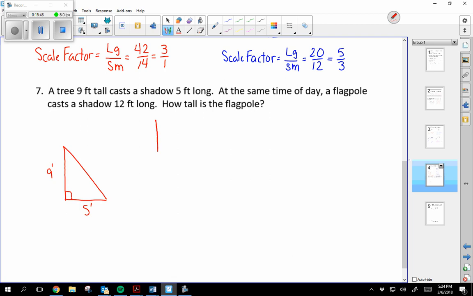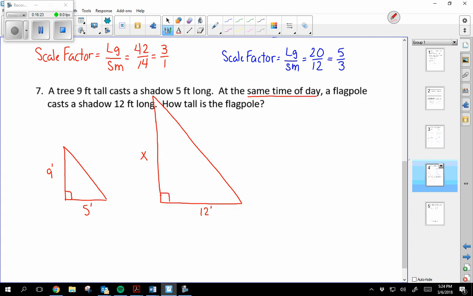But then we have this flagpole. The flagpole, again, we're going to assume that it's standing straight up and down, but the flagpole is casting a 12-foot shadow. I probably didn't draw that very well. This would have to be taller. But we have to find the height of that flagpole. Again, remember I said these two triangles would be similar because the angle of the sun is the same because it's happening at the same time of the day.